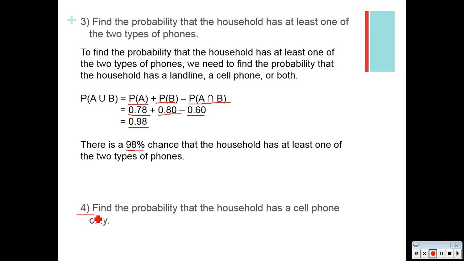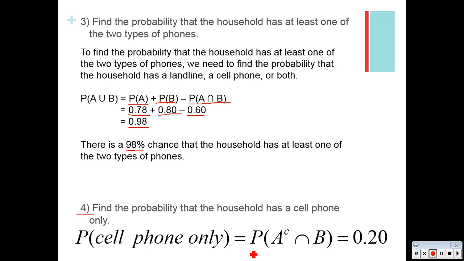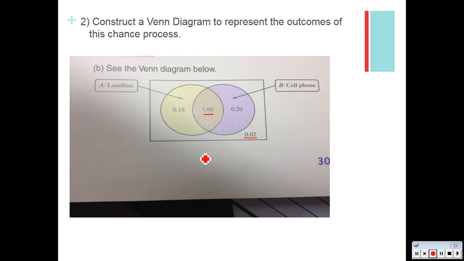And then question 4 says, find the probability that the household has a cell phone only. So a cell phone only would be the group of people that do not have a landline and only have a cell phone. Well, the probability for that would be just 0.2, which if you come back to this Venn diagram here, that's this group right here.